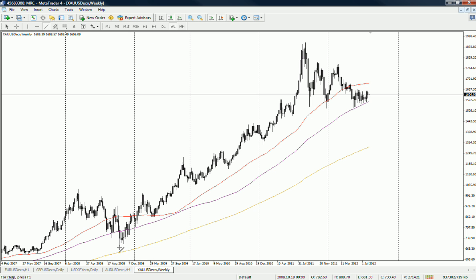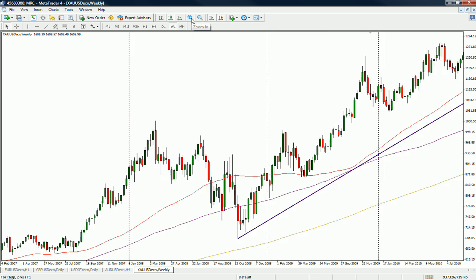Okay, and on to gold. Weekly, same story really, that we've been speaking about for the last few weeks. It's now in a solid uptrend. You can't deny that.